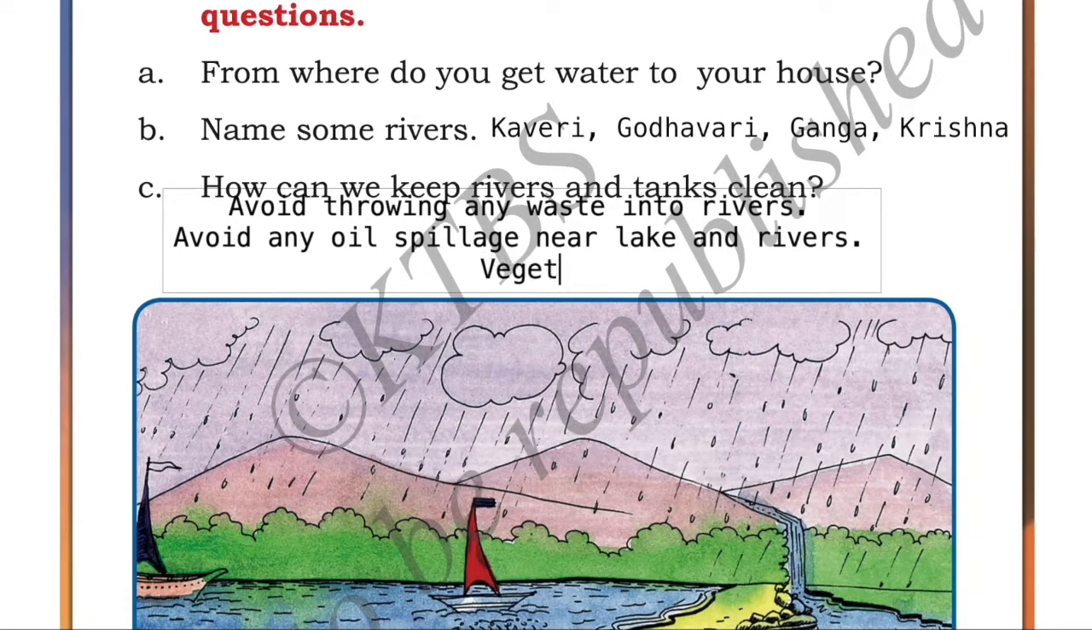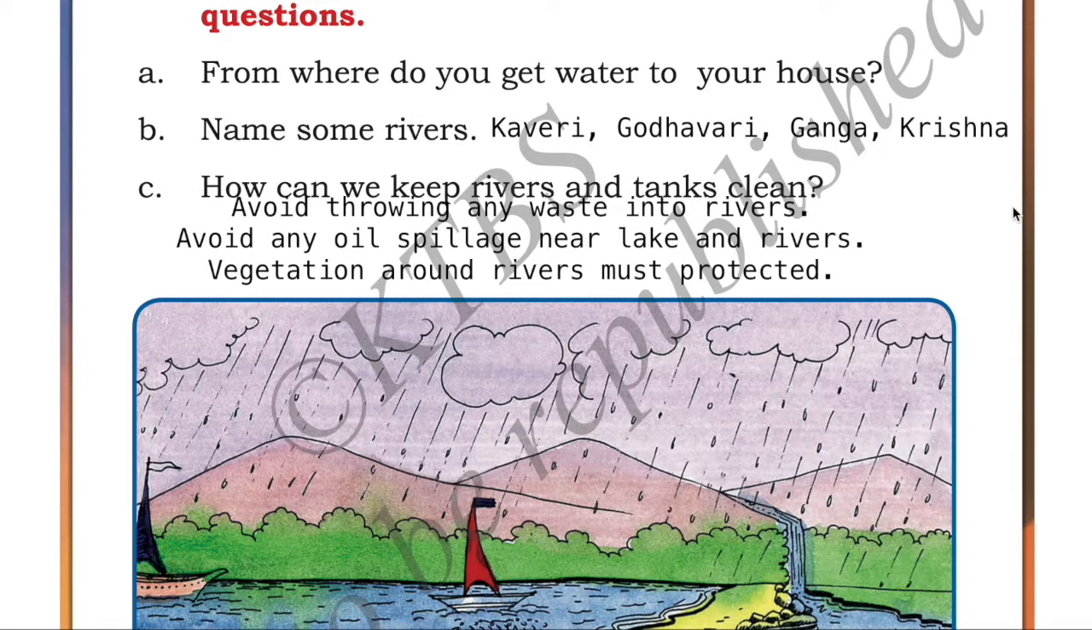So what else can we do to keep our rivers and tanks clean? So the vegetation, meaning any plants, algae, etc. around rivers, helps in keeping the rivers clean. Okay, so we must protect any kind of vegetation around the rivers and lakes. So these are some of the things that we can do to keep the rivers and tanks clean.